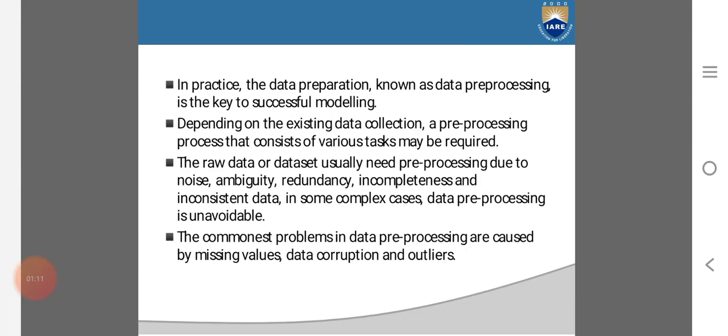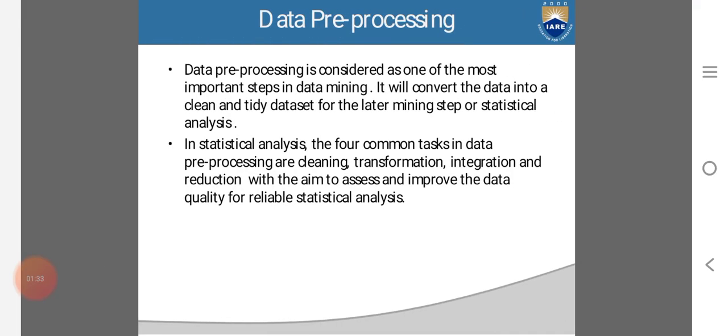Depending on the existing data collection, a pre-processing process that consists of various tasks may be required. The raw data set usually needs pre-processing due to noise, ambiguity, redundancy, incompleteness, and inconsistent data. In some complex cases, data pre-processing is unavoidable. The common problems in data pre-processing are caused by missing values, data correction, or outliers. Data pre-processing is considered one of the most important steps in data mining. It converts the data into a clean and tidy data set for the larger mining step or statistical analysis.